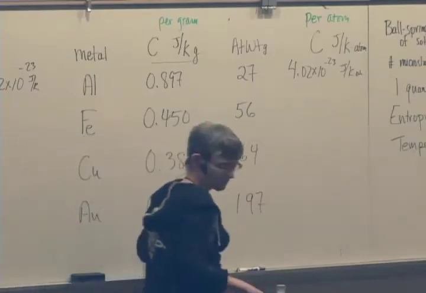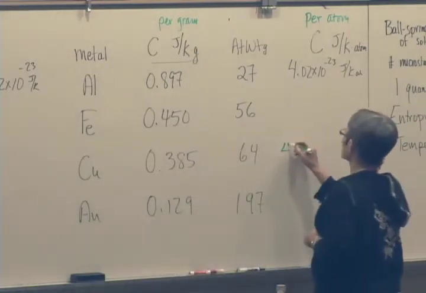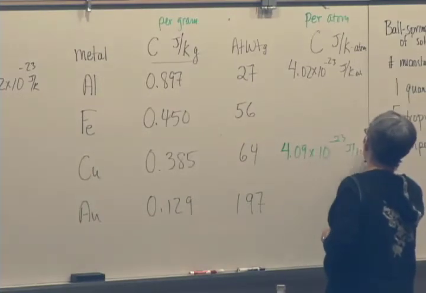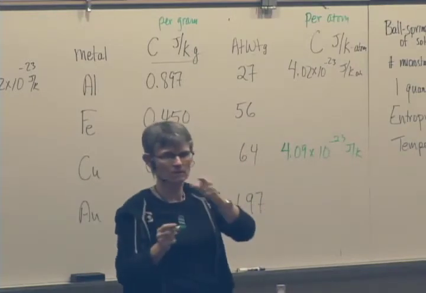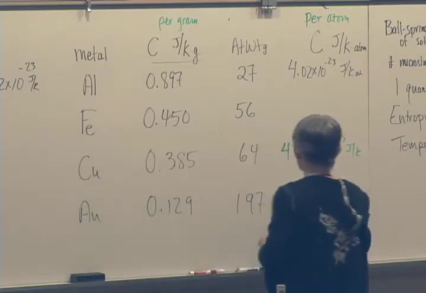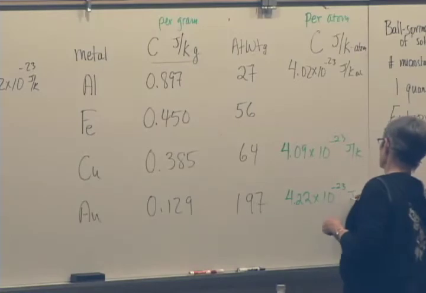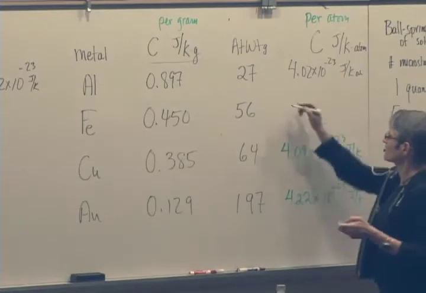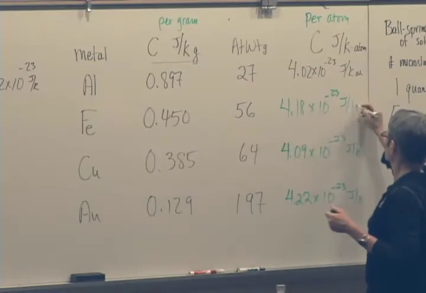Why don't you just tell me what the answer is, what you're getting? Joules per Kelvin. Anybody else get a number here? 4.22 times 10 to the negative 23rd joules per Kelvin for gold. Iron. Per atom.